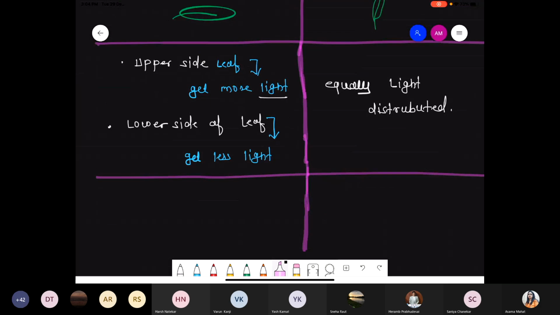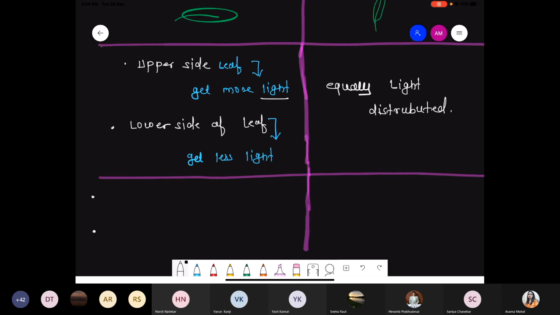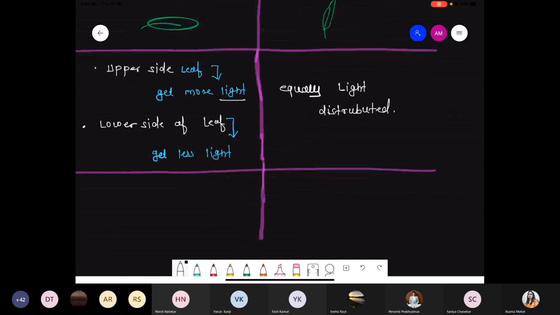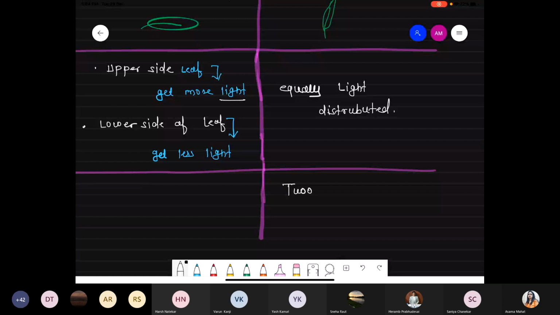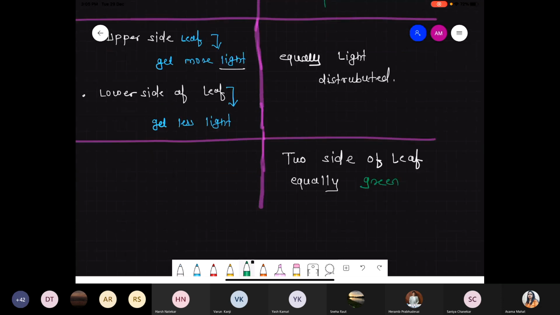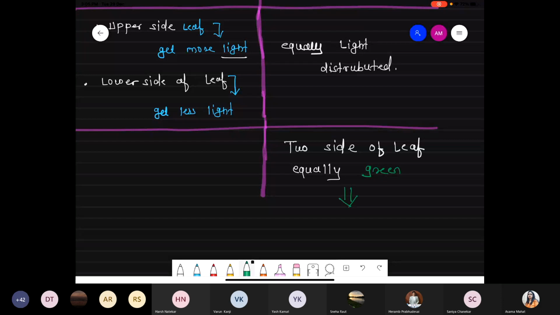Another one. Now we are talking about the exact difference between the dicot and the monocot. First of all, we start with the monocot. In case of the monocot, the leaf has two sides, upper and lower, but the two sides of the leaf are equally green. We never distinguish which one is the upper side and which one is the lower side, because they are equally green. Such a condition is simply called an isobilateral leaf.